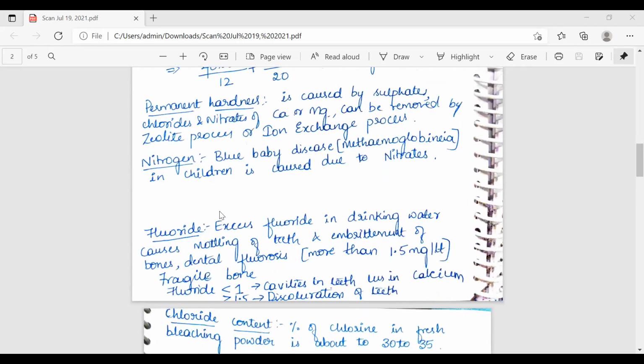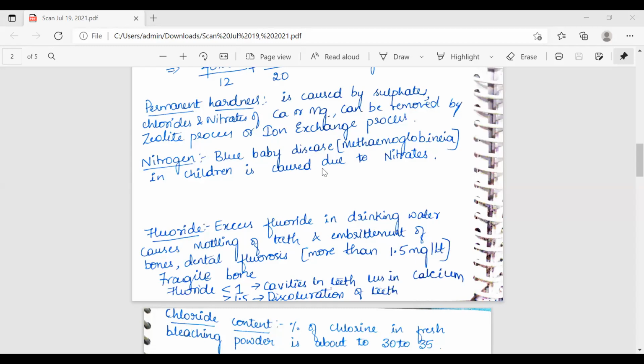If I talk about nitrogen, if the limit is exceeded, then that type of water leads to blue baby disease, which is also called methemoglobinemia in children, caused by nitrates. Suppose the nitrate content in the water is more, that leads to blue baby disease. Nitrogen, as I told you, is a main question which is asked many times.